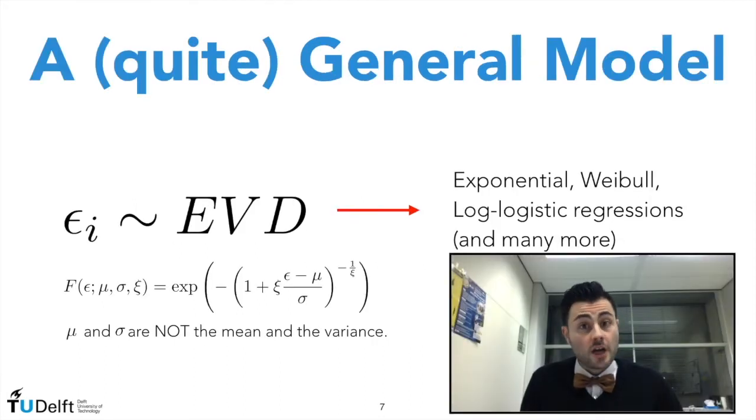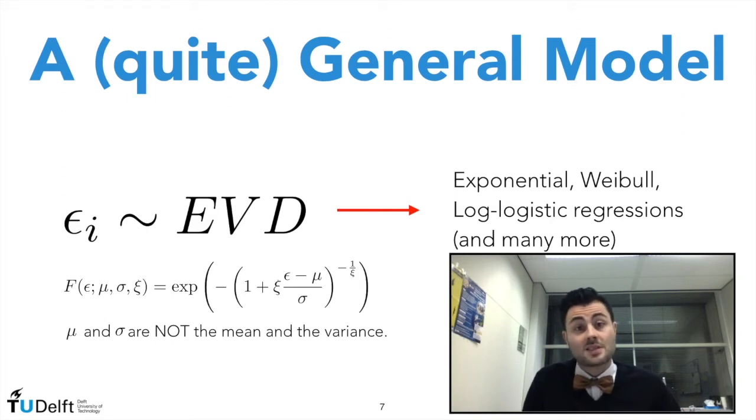A quite general and interesting model is the one we obtain by assuming that the error terms follow a so-called extreme value distribution. You can see the CDF on your screen. Please notice that in this case mu and sigma are not the mu and sigma of a normal distribution. We are not speaking about the mean and the standard deviation, but mu is known as location parameter and sigma is the so-called scale parameter.